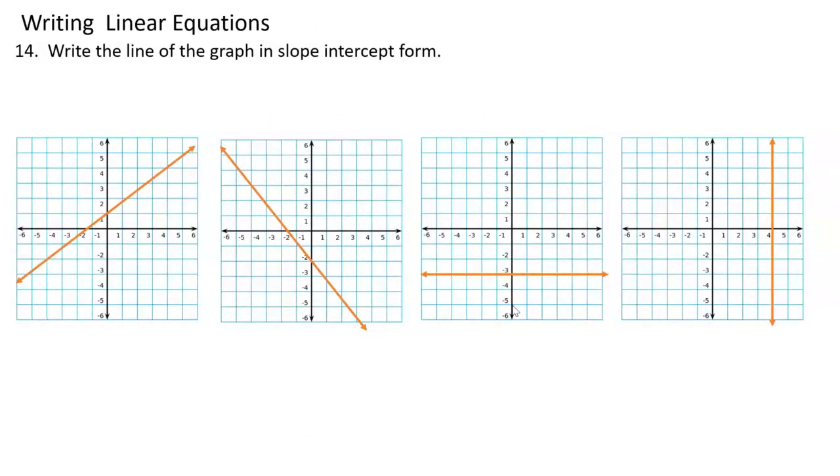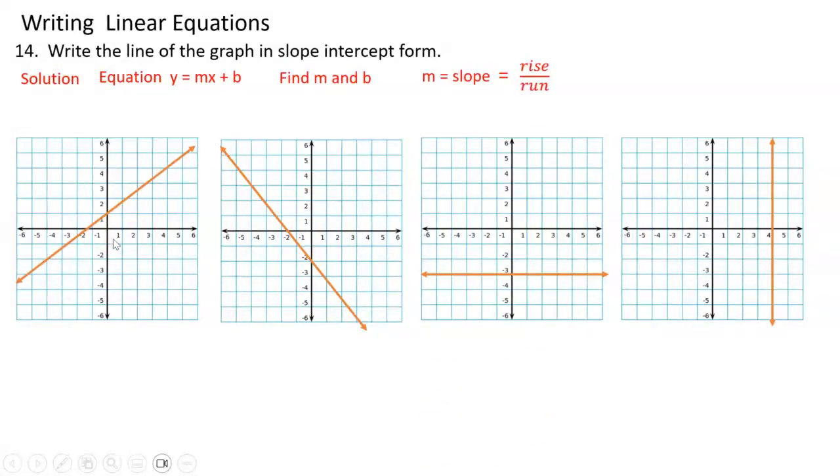Okay, now number 14. Write the line of the graph in slope-intercept form. So in this case, guys, they give us a line. So from that line, we have to find the equation. Okay, how is it done? So solution, I need to put the equation in y equals mx plus b. So I need to find my slope, and I need to find my b, which is the y-intercept. So let's go to the one on the left here. So my b is where the graph crosses the y-axis, because the b is the y-intercept. So in this case, my b is 1.